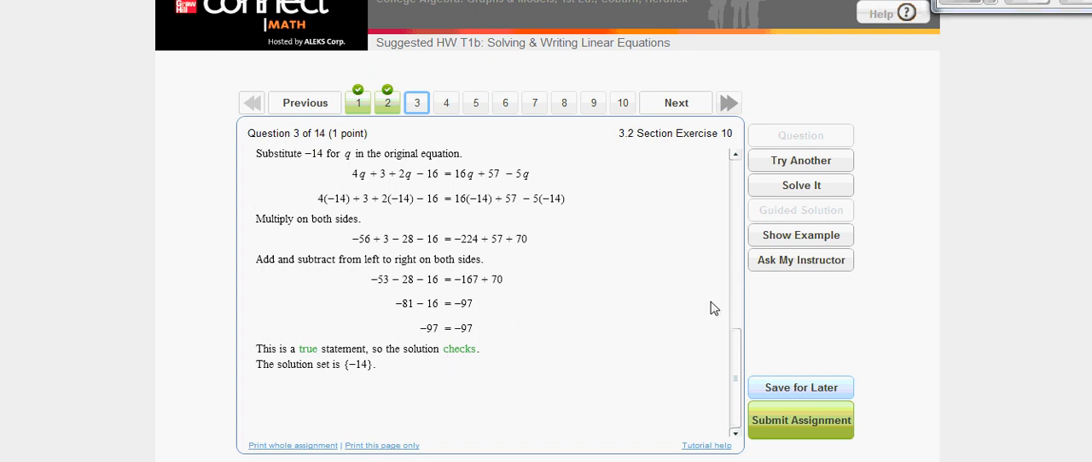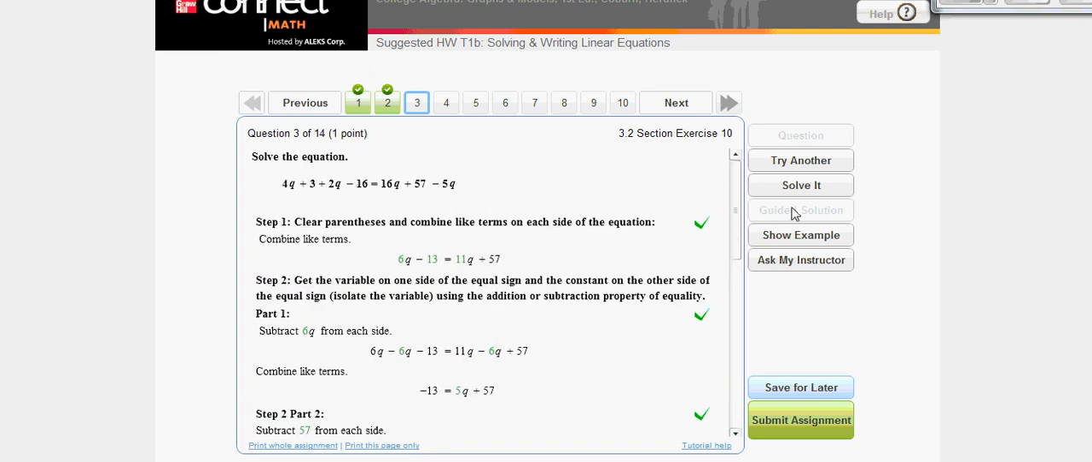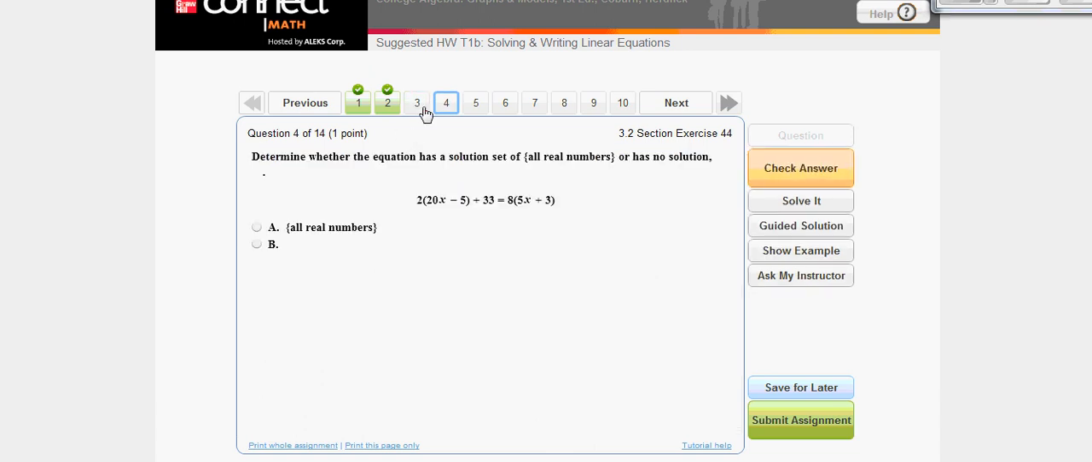Okay, so now what I've done is I've worked through this problem basically as a guided solution. When I go on to number 4, I don't get credit for that question, but I still worked it. It doesn't matter on a suggested homework assignment, you're welcome to do it this way.